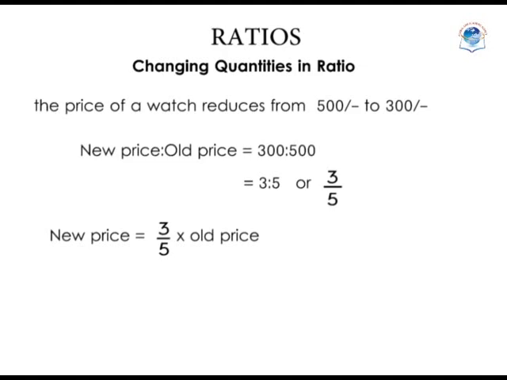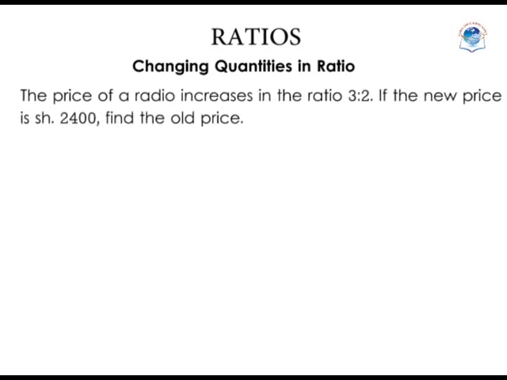Let's take an example. The price of a radio increases in the ratio 3 to 2. If the new price is 2,400, what was the old price? And so the ratio of increase is 3 to 2. In fraction form, that will be 3 over 2.